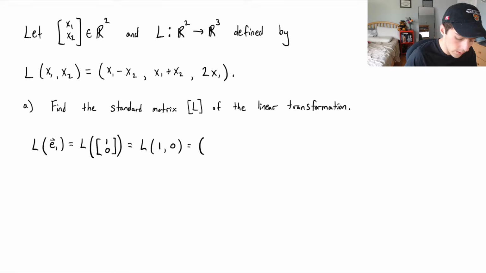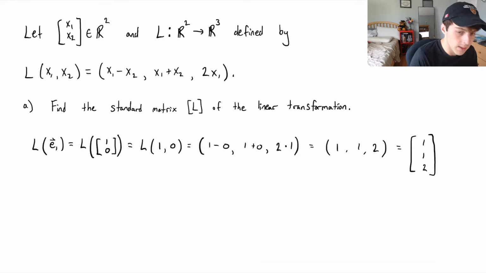Since it's defined, we know that the first element is 1 minus 0, the second element is 1 plus 0, and the last element will be 2 times 1. So this is going to give us the vector in R3, 1, 1, 2, right? I've written it in the form that it's given us, but if you prefer this square bracket notation, writing it like the transpose, nothing wrong with this. If this makes more sense, I would just go with this. So this is what the first standard basis vector of the domain maps to, under this linear transformation.